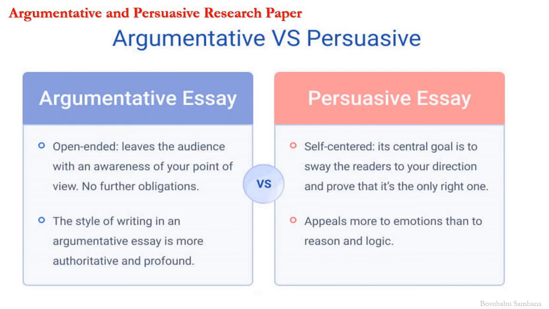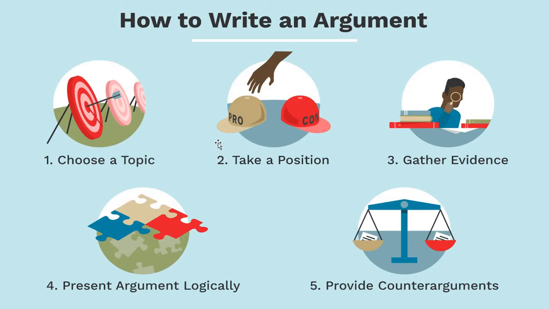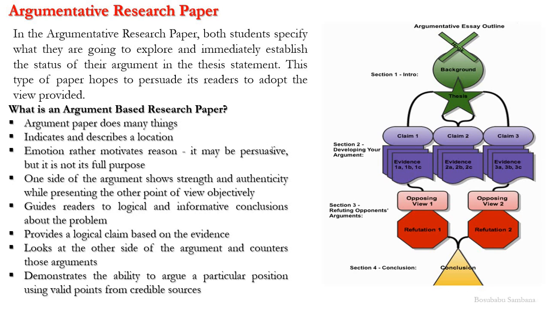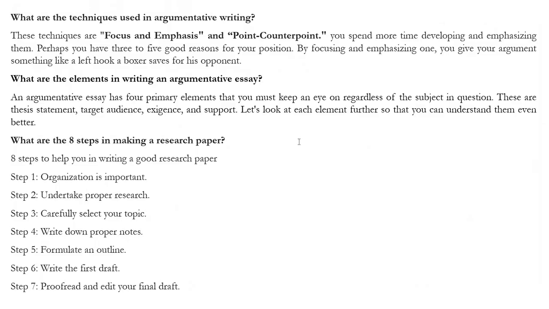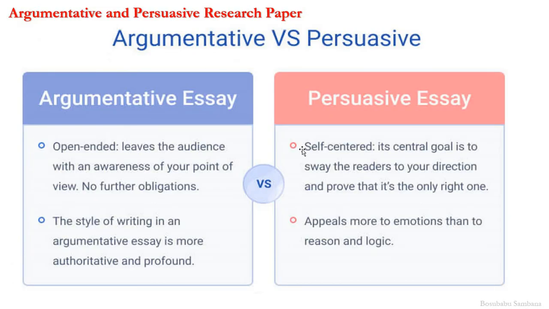Okay, in this video we covered, first, what is an argument, types of argument, and how to write an argument. Then what is an argumentative research paper, and what is an argument based on a research paper. Then what are the techniques to be used in argument writing, what are the elements in writing an argumentative essay, and what are the significant 8 steps to make a research paper effectively using successful paper writing guidelines. Next, the difference between argumentative and persuasive.